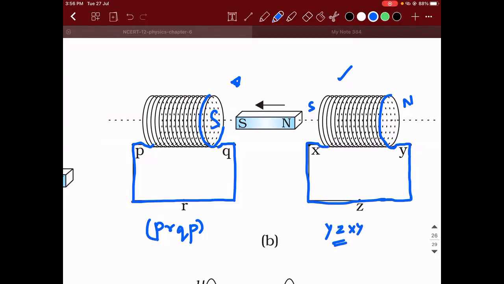Did you guys understand what logic I used? I'm only concerned about the side that I'm able to see. I always think like that. I will always start with the side which I'm able to see. So obviously, if on this side there is a south pole getting generated, exactly on the other side a north pole will get generated.